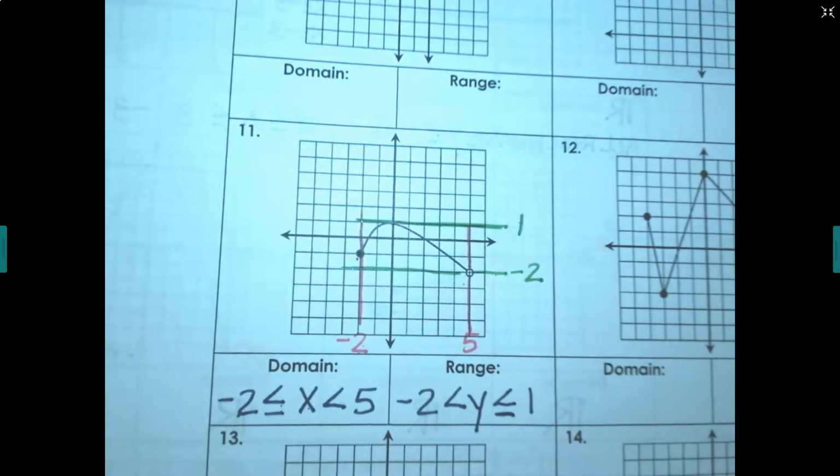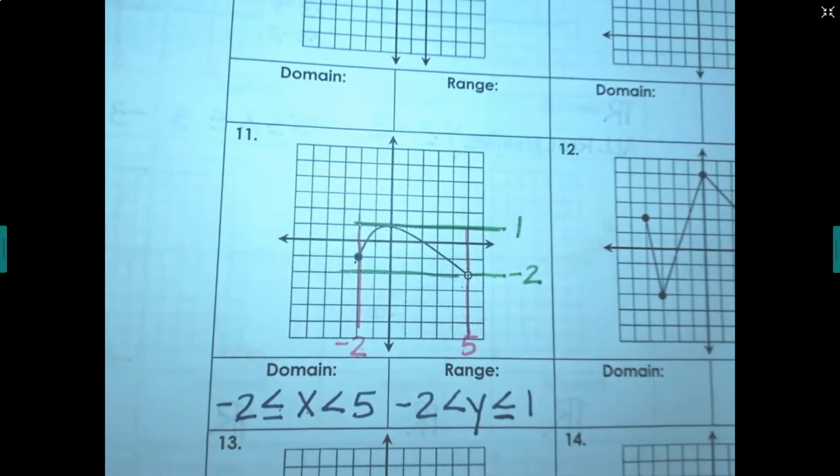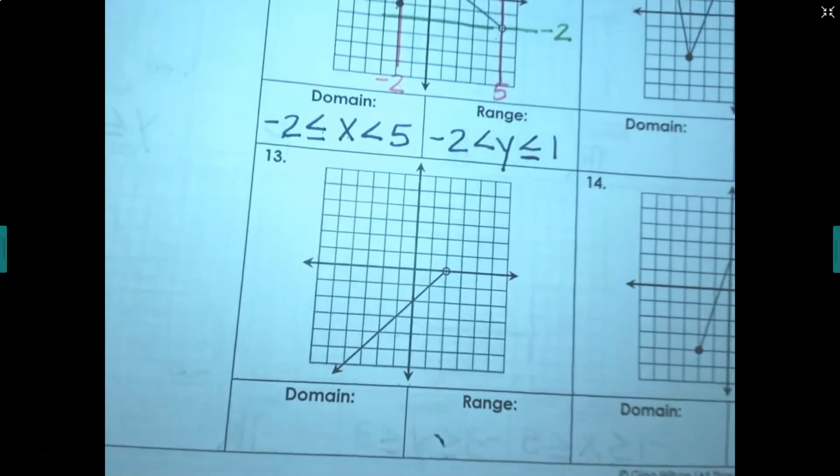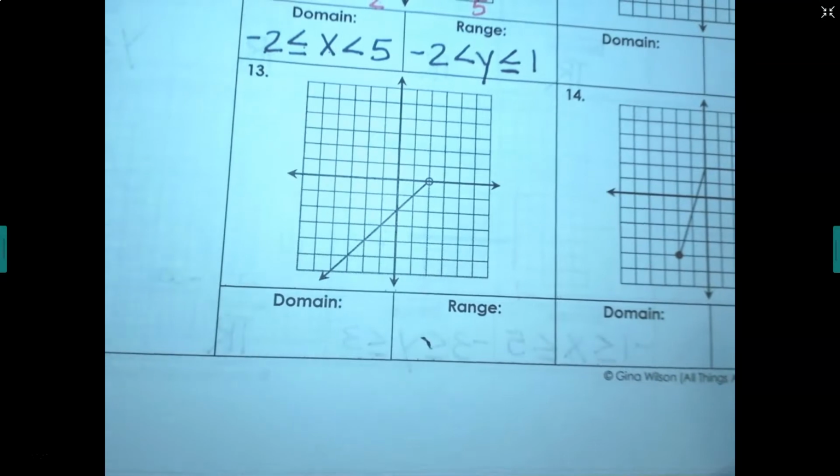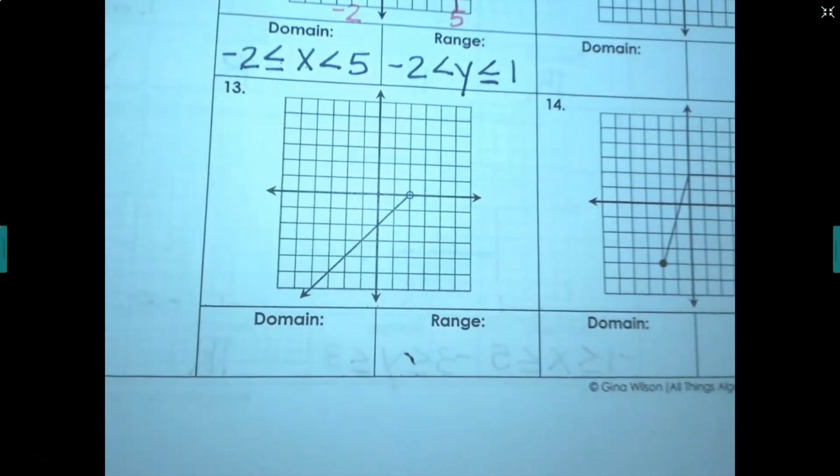All right, let's try one more, and let's go with number 13. It's a similar situation, it's a little bit different. Okay, so let's go with domain first. That's your left and your right.